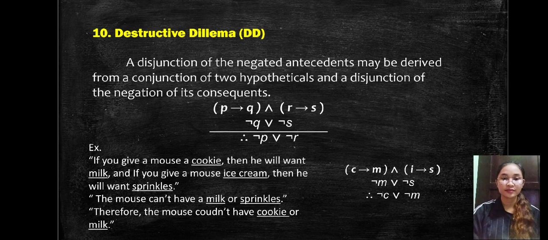Like for example, if you give a mouse a cookie, then he will want milk. And if you give a mouse an ice cream, then he will want sprinkles. The mouse can't have milk or sprinkles. Therefore, the mouse couldn't have cookie or ice cream. So ang mangyayari dyan ay magiging the quantity of C then M, and the quantity of I then S. Not M or not S, therefore not C or not I.